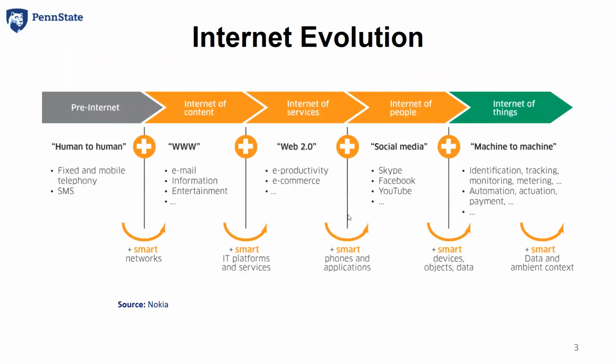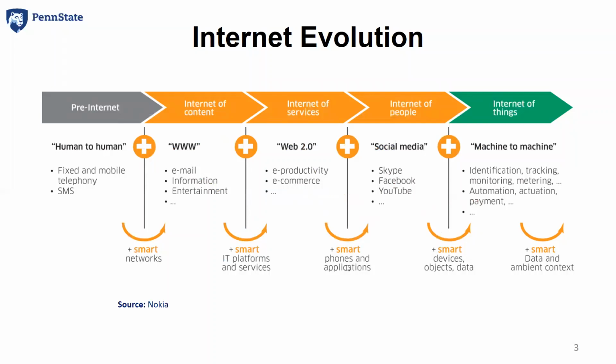That is the era of Web 2.0. It's also the Internet of Services. So we have e-productivity and e-commerce coming. And in the past 10 years, social media is pretty big. We have Skype, Facebook, and YouTube. And that's the Internet of people, based on the wide use of smartphones.